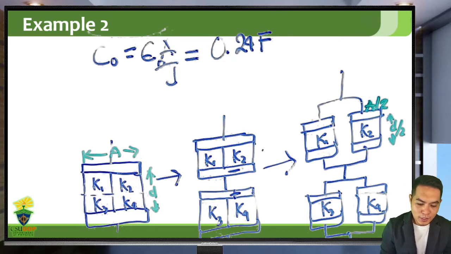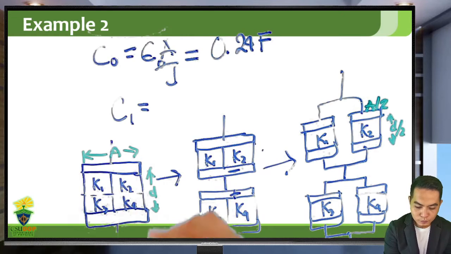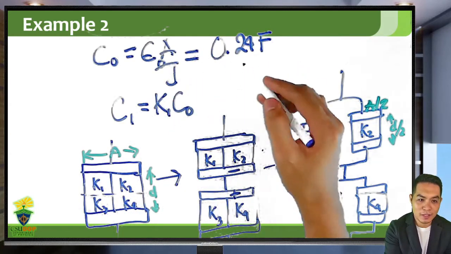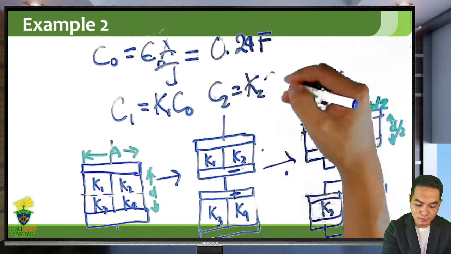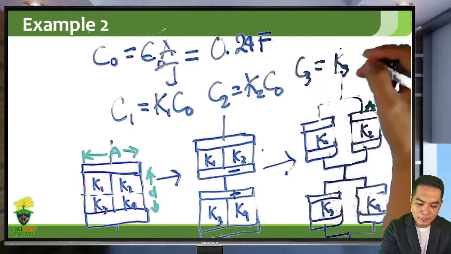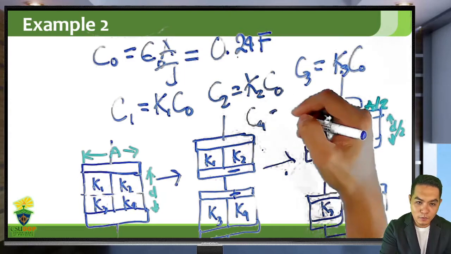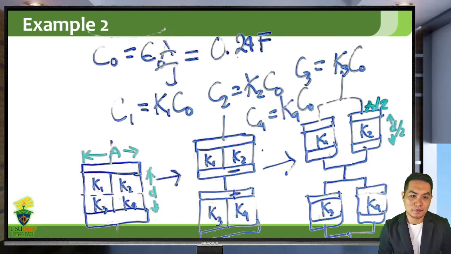So therefore, C1 is just equal to K1 times C naught, this value. C2 will be K2 times this value. C3 will be K3 times this value, C naught. And C4 will be K4 times this value here.